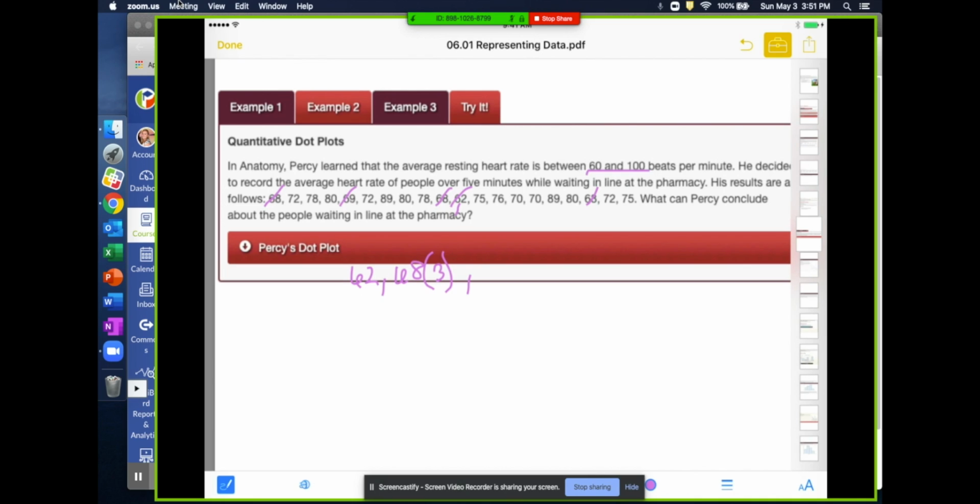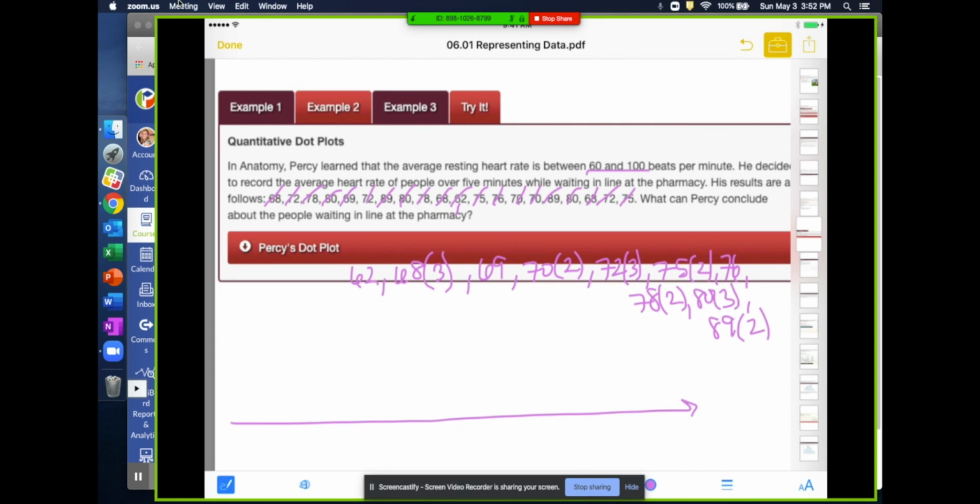And then it looks like I have 1 69 there. And then I have 70. How many times? Let's see. I have 1, 2 right there. So I'm going to write 70 and then in parentheses 2. And then I'm going to keep doing this same thing until I have all of my numbers ordered from least to greatest and the frequency at which they occur. As I get closer to the end, you'll see that I've been doing this for a little bit. I had 72 3 times, I had 75 twice, 76 just once, so I just wrote 76, 78 twice, 80 happened 3 times, and then 89 happened twice.